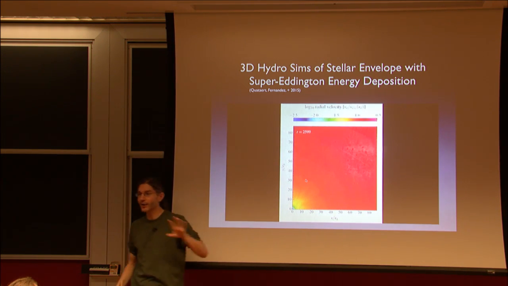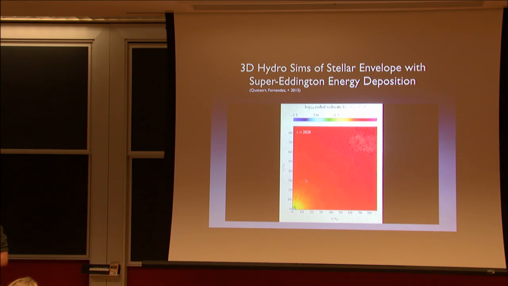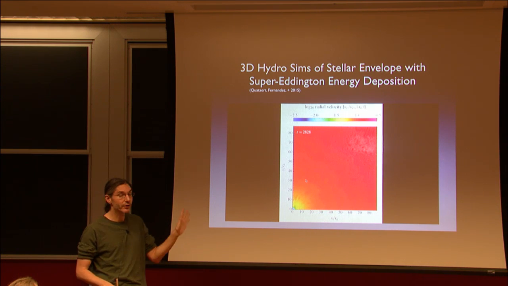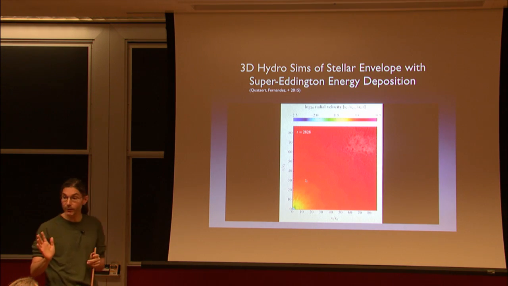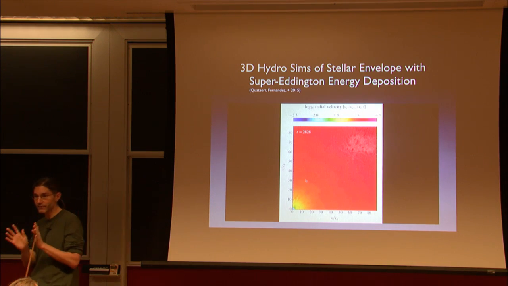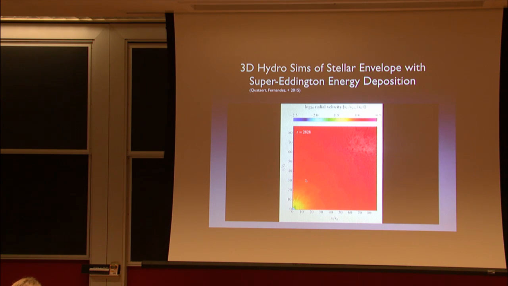And again, at least for me, what was particularly satisfying is that all of these wind properties we can understand using an analytic model of the wind. It's a version of the Parker wind. That's exactly right, with some differences because of radiation pressure domination, but it's a version of the Parker wind.